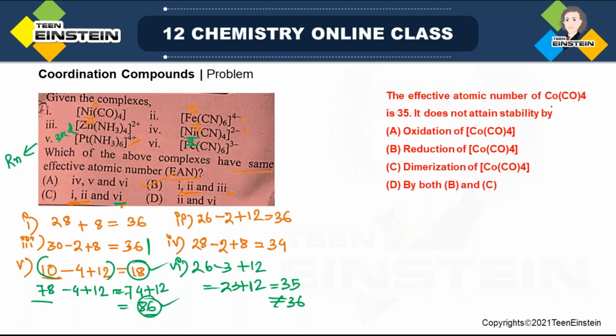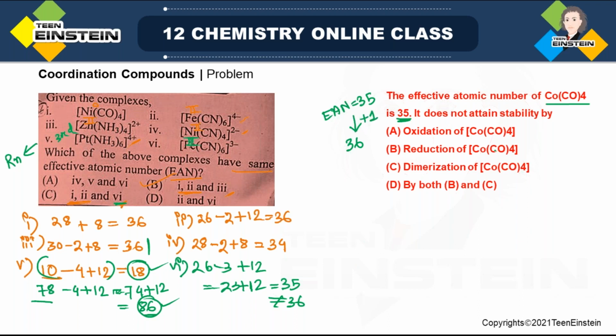The effective atomic number of cobalt tetracarbonyl complex is given as 35. Now it does not attain stability by which of these processes? Effective atomic number given 35. It does not attain stability by which of these processes? Now the EAN expected for stability is 36. That means it should gain 1 more electron.